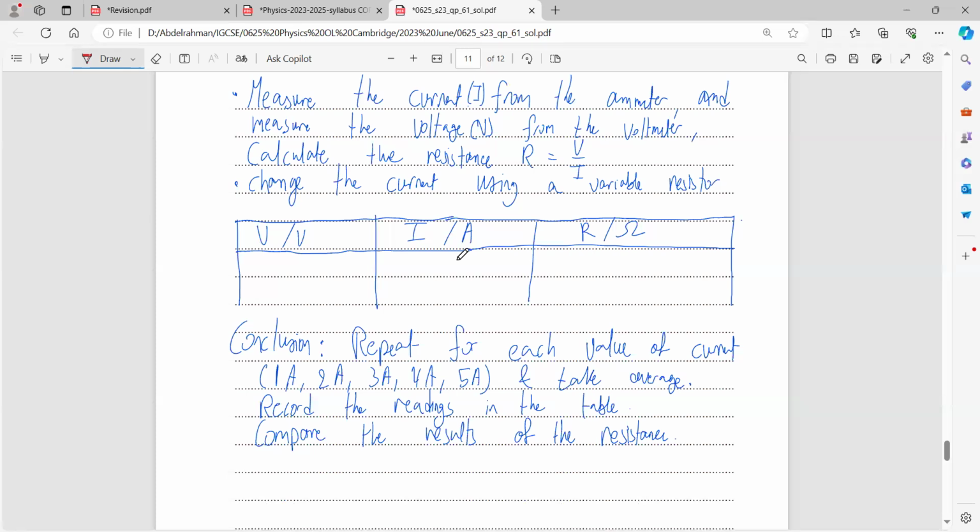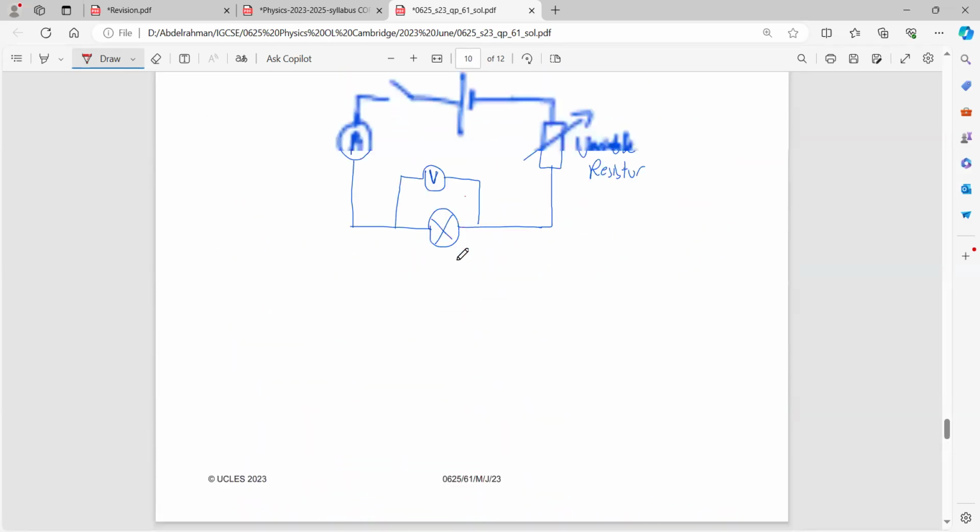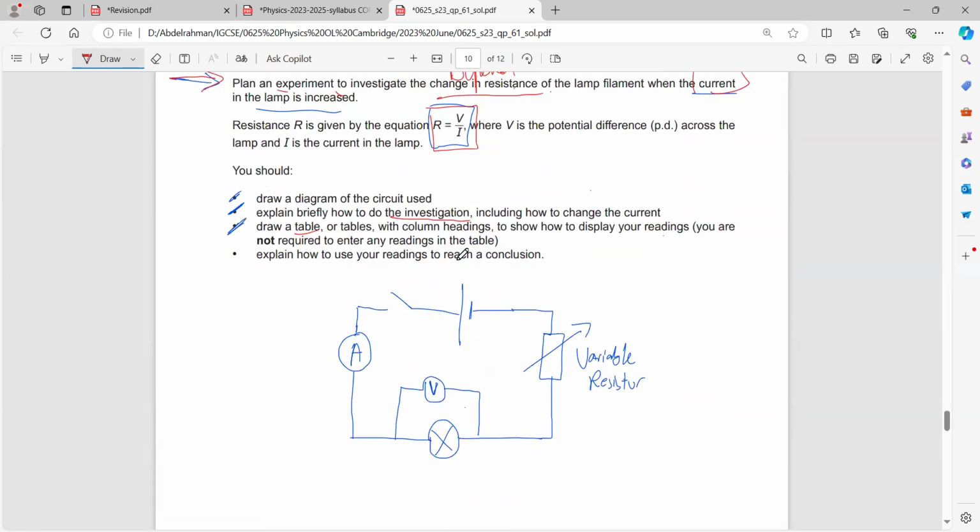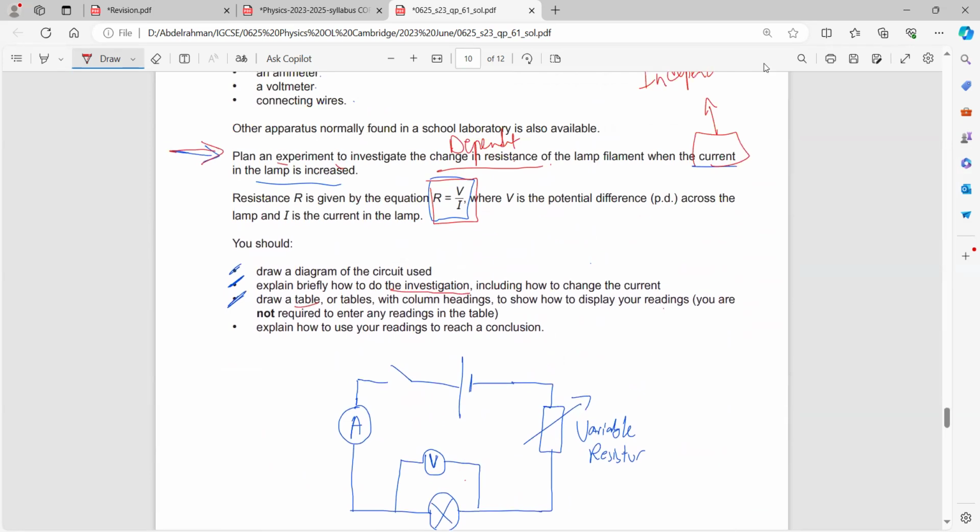Why should you draw a variable resistor in this question? Because the variable resistor in this question controls the current. And in this question, you actually need to change the current. So how will you be able to change the current if you do not have a variable resistor? By using the variable resistor, you will be able to control the current. And when you control the current, you can measure the new resistance of the lamp or whatever happens in the lamp.